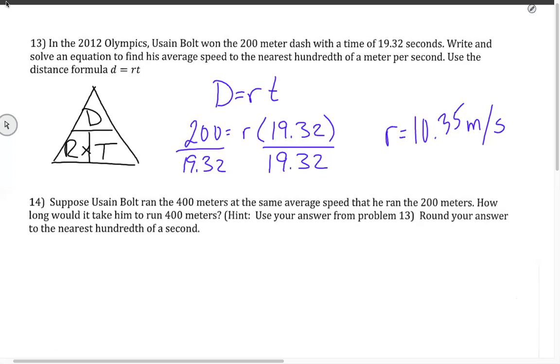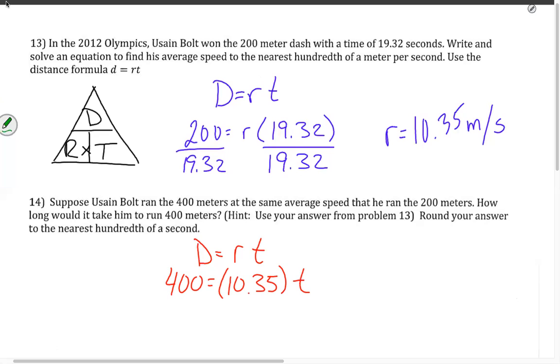Now, we know the formula is D equals RT. And we're going to say he's running at the same rate. Now, we know that's probably not true because when you're sprinting, you get tired, right? You get a little bit slow. But he's not going to get much slower. So let's assume he's running at the same rate. So 400 meters at 10.35. And I want to know the time.